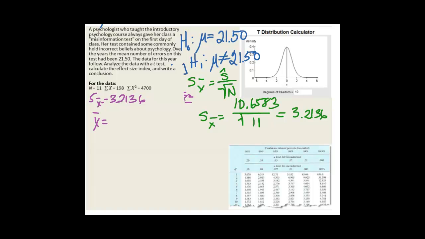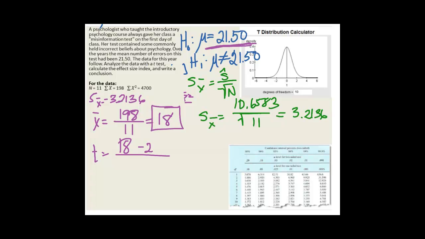I know the sum of the scores was 198, and there were 11 scores, which gives me a mean of 18. So is 18, this class's mean, significantly different than the historic mean for all of her previous classes of 21.5? That's the question we're trying to answer. So t is going to be the value of interest, 18, minus the comparison value, 21.5, divided by the standard error of the mean, 3.2136. That gives me a value of negative 1.09. This is my t-test statistic.